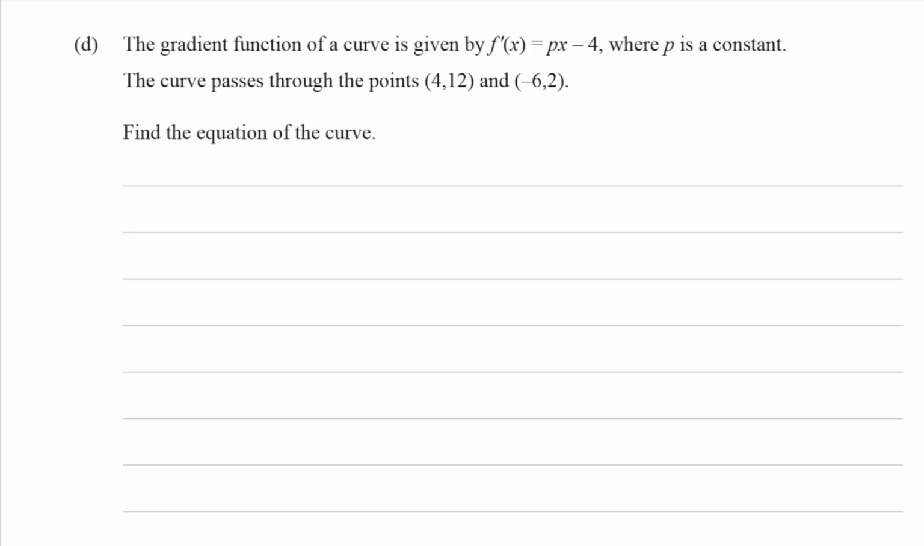We are given a gradient function, so f prime of x is px minus 4, where p is a constant. We're also told the curve, so the original function, passes through 2 particular points. And we're asked to find the equation of the curve, where the curve is just f of x, and we are given f prime of x.